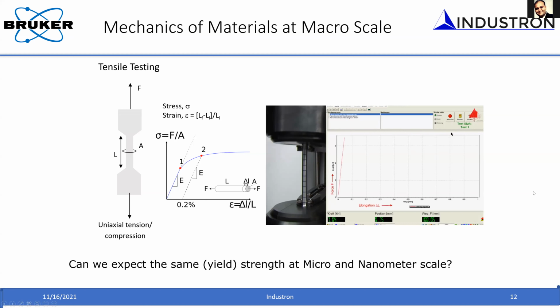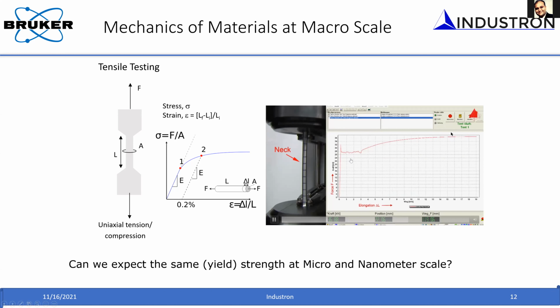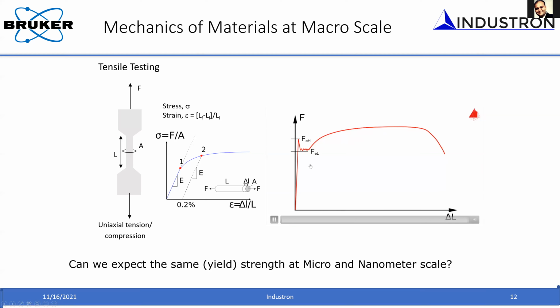And in a tensile test, what you do is basically you grip the sample and you apply a stress along this axis, and you measure the elongation as a function of the load that you apply. Then you have the stress strain curve, and you also saw that the material started necking at some point and then it fails, right?